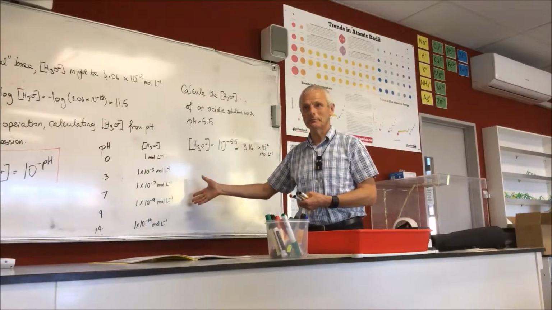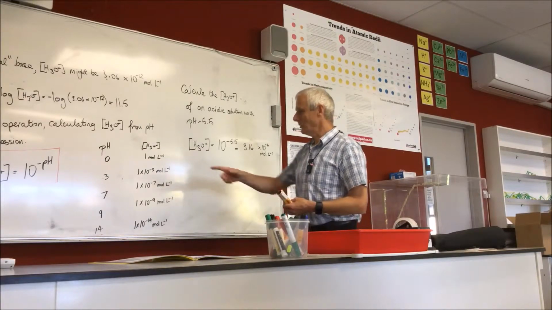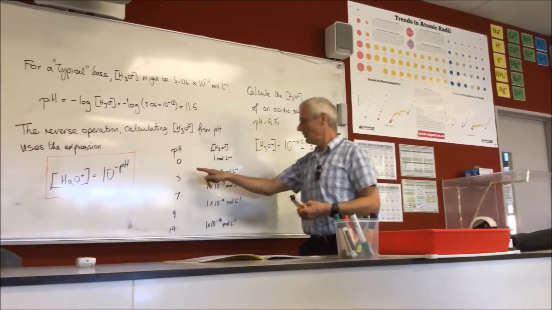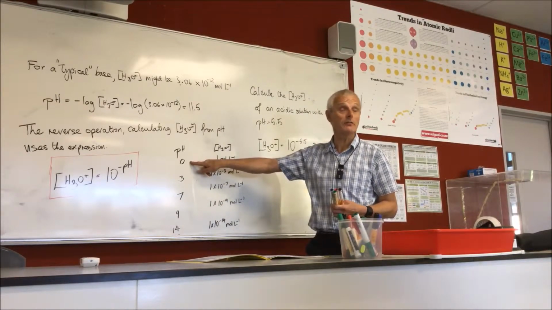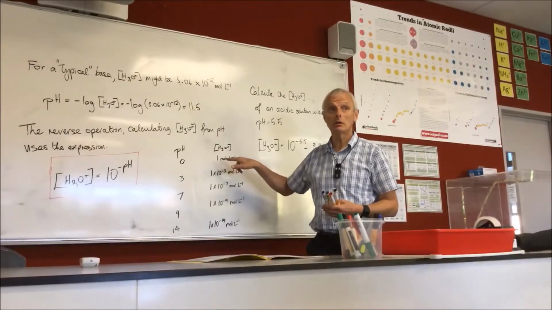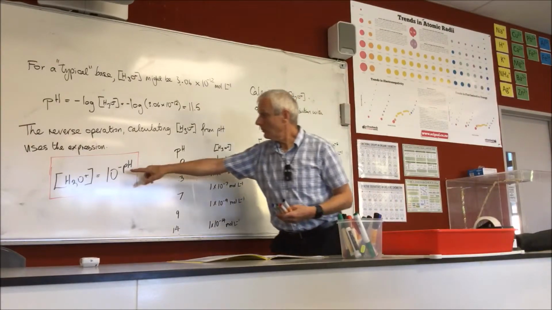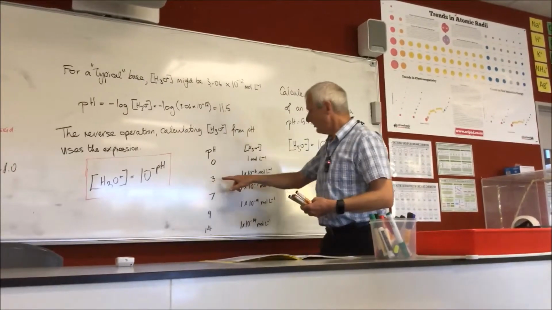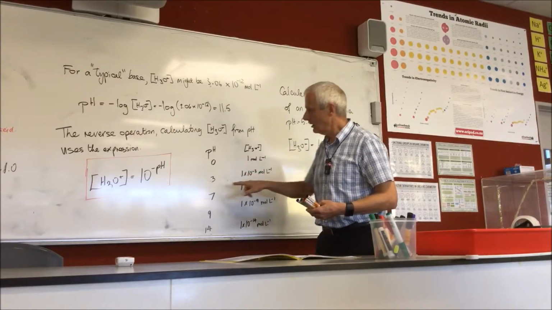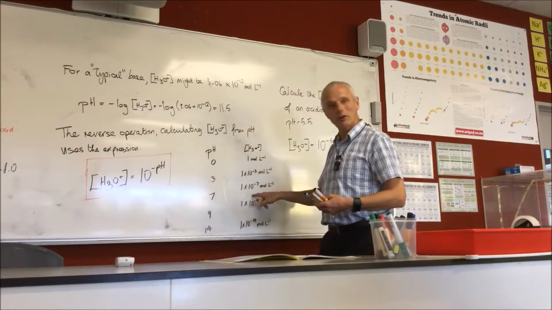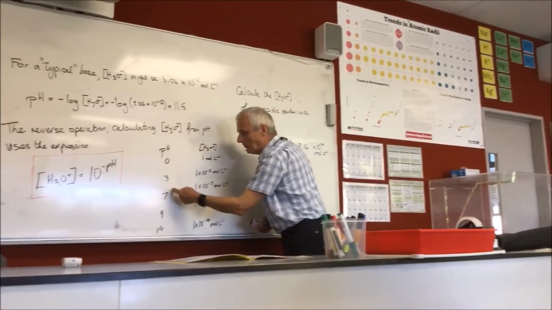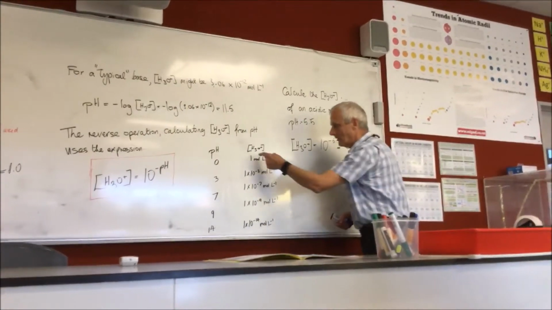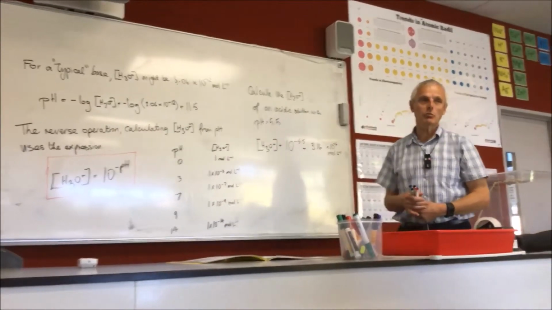Is that what you got? You're supposed to be using this equation with these values. So 10 to the power of 0, anything to the power of 0 is always 1. I'll give you that one. But what you're doing is putting 10 to the minus 3. 1 times 10 to the minus 3. 10 to the minus 7. 1 times 10 to the minus 7. So what you can see is you've got these nice little numbers here replacing these. And that's why we're doing it.